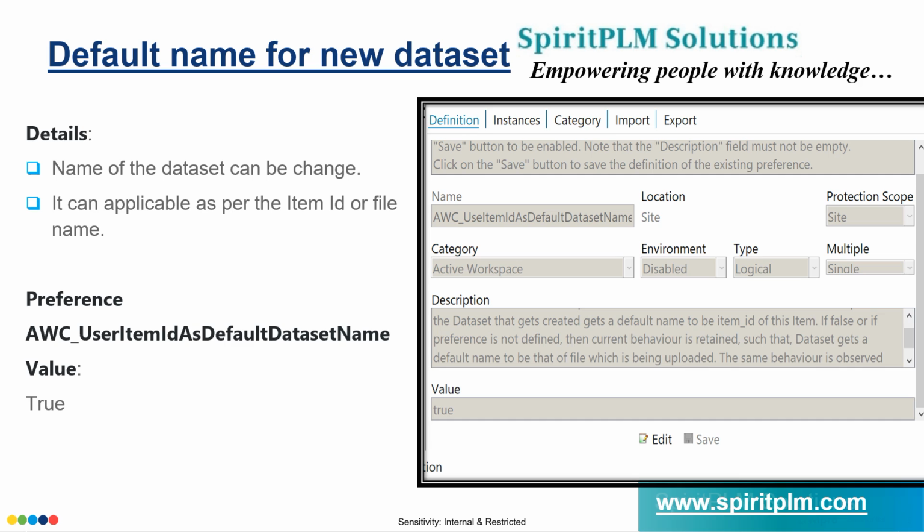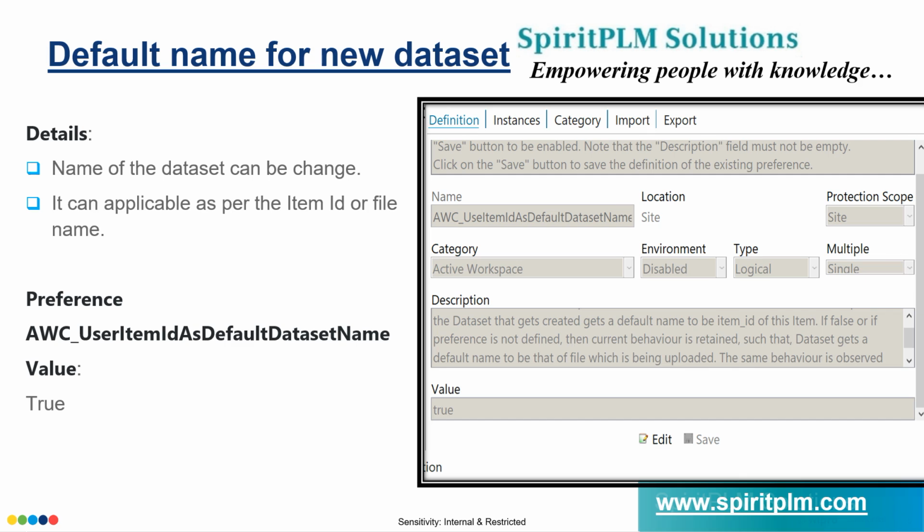In 6.3, this is the new preference they have added. Using this preference, you can change your dataset name to the item ID. Whatever item you have selected, there is an item ID related to that item, and you can assign that item ID as the dataset name. You need to set this preference to true so that your dataset name will be changed as per the item ID.